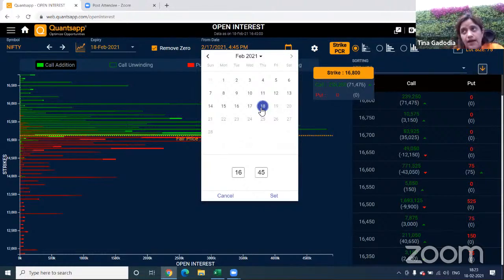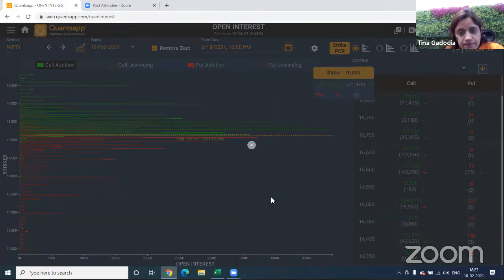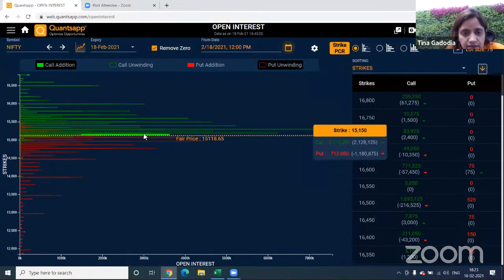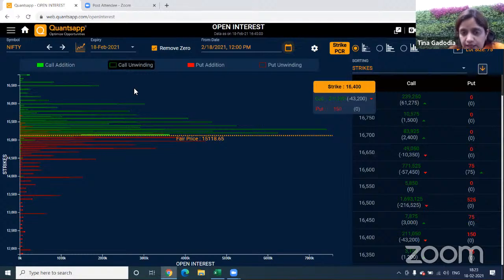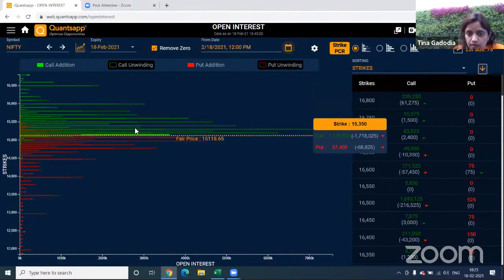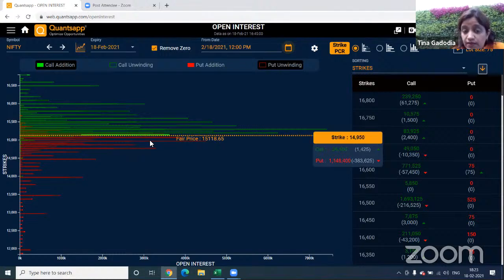So suddenly if you see that the market was at a high and suddenly it dropped, something weird has happened after a point. So understand how things changed from that point. So if I say 18th, 12 p.m., we see that the action was more on the 15,150 call writers. Earlier, at all the strikes we saw a huge amount of shedding taking place, and then it shifted lower. And the put writers also were unwinding.